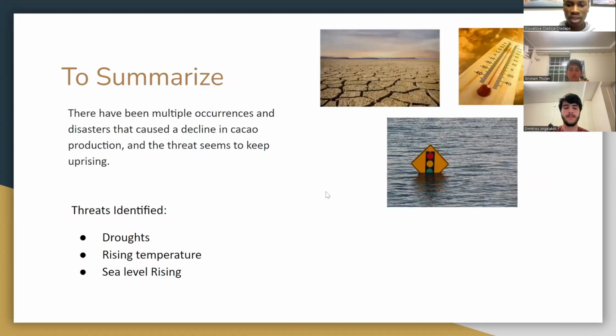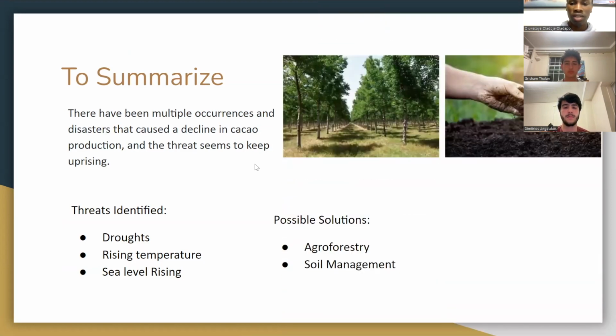So to summarize, we've identified multiple occurrences and disasters that threaten the production of cacao plants. The threats we identified were droughts, rising temperatures, and sea level rising. And the possible solutions to help reduce the effects of climate change on cacao production are agroforestry and soil management.